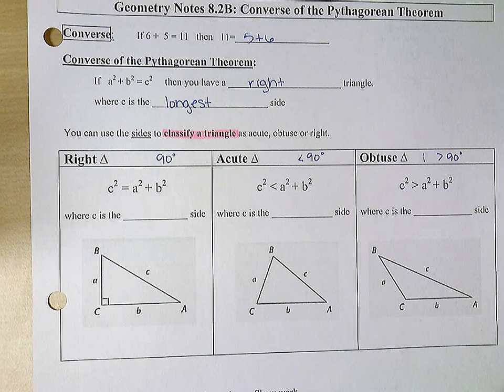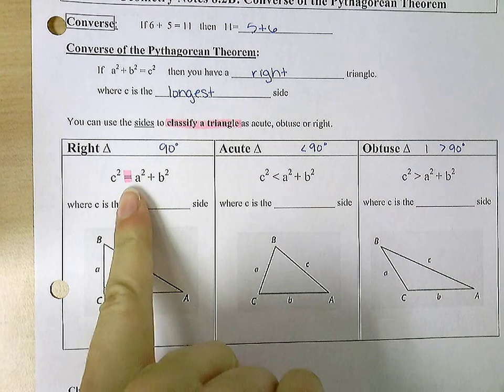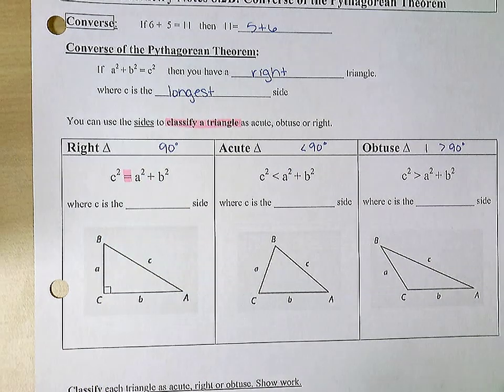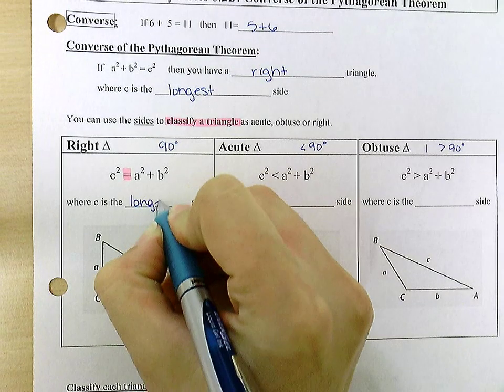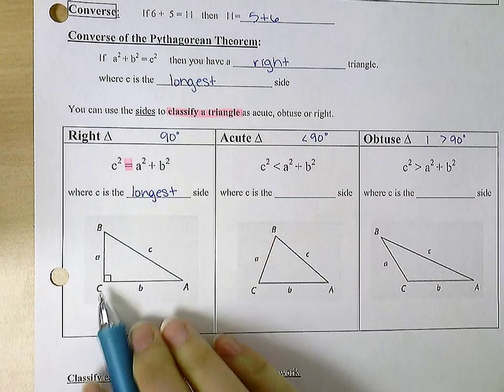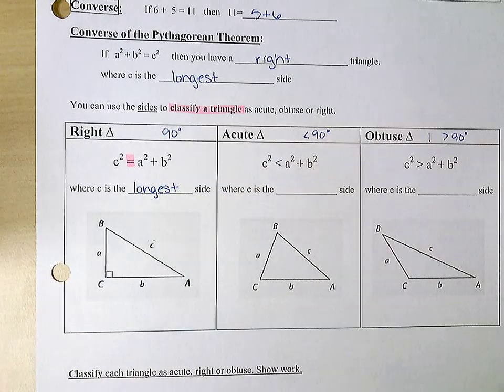So using the Pythagorean theorem to classify our different triangles, the first one is just our Pythagorean theorem. So if we have c squared is equal to a squared plus b squared, it is a right triangle where c is the longest side. Okay, so you can see that here. We have a right triangle, c would be our longest side.